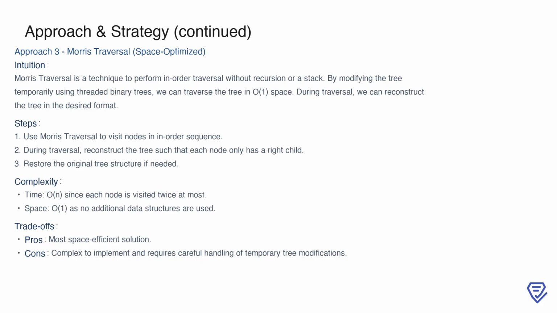The biggest advantage of Morris traversal is its O(1) space complexity, since it avoids both recursion and auxiliary data structures. However, the trade-off is complexity in implementation. The process of temporarily modifying the tree and managing these changes correctly demands careful attention to detail. Additionally, while each node is visited only twice, the temporary modifications introduce extra processing steps, making this approach more challenging to code and debug, particularly in high-pressure scenarios like coding interviews.